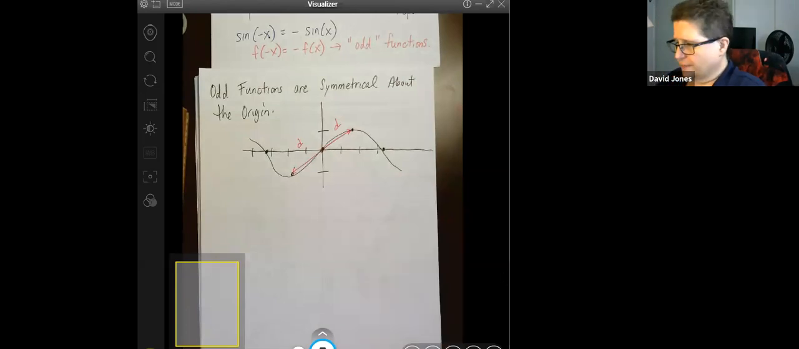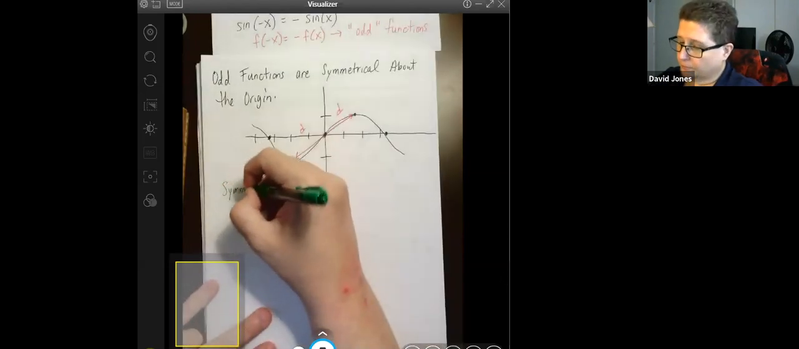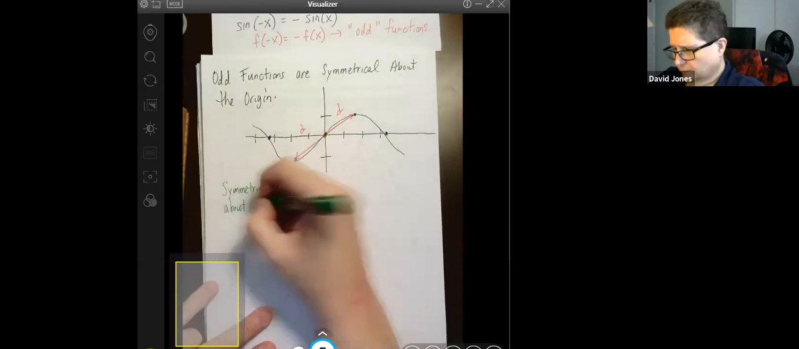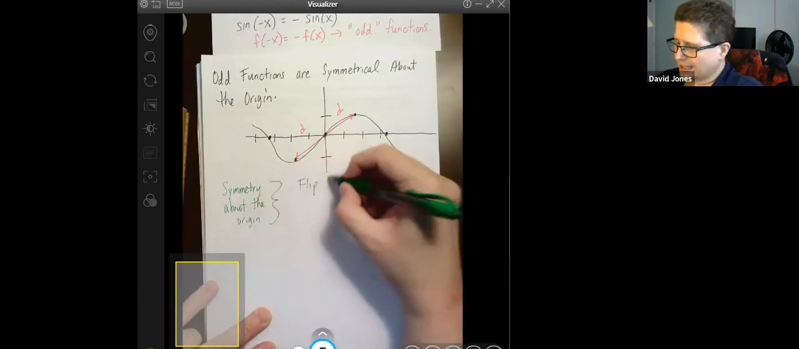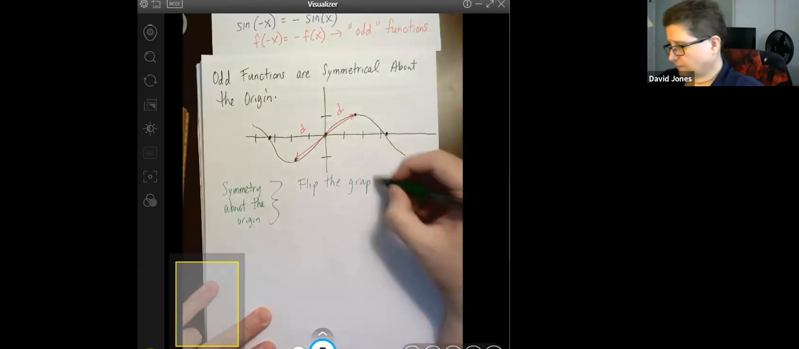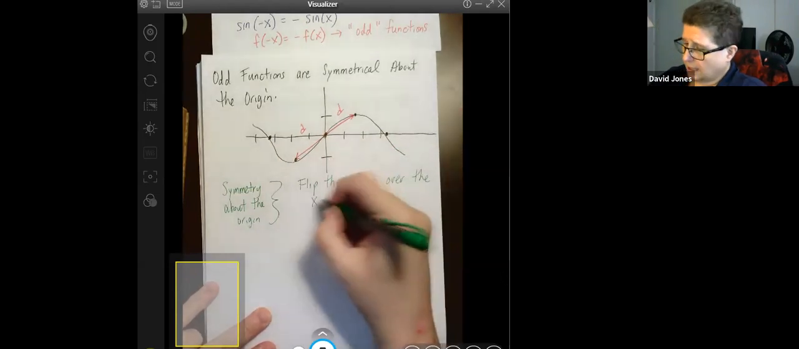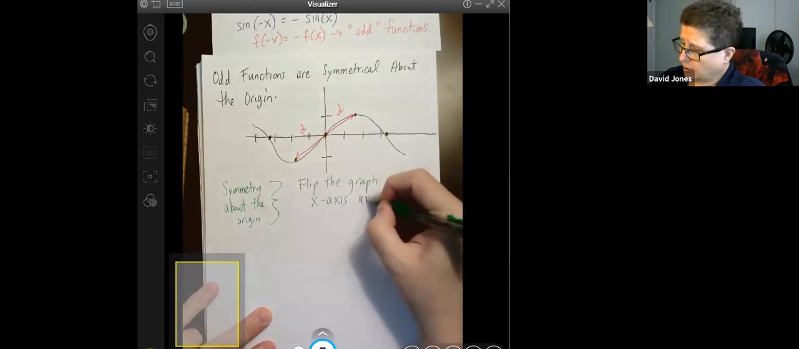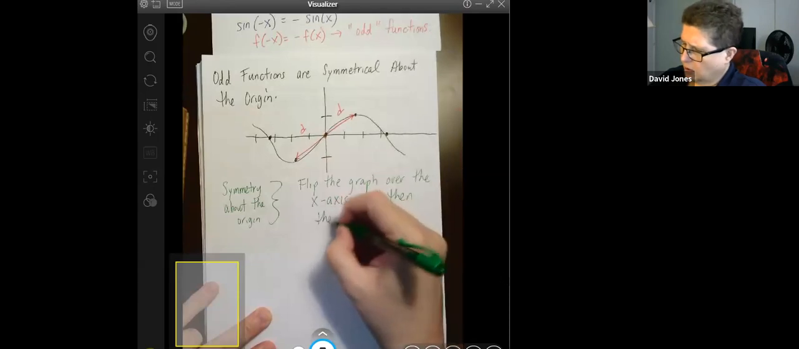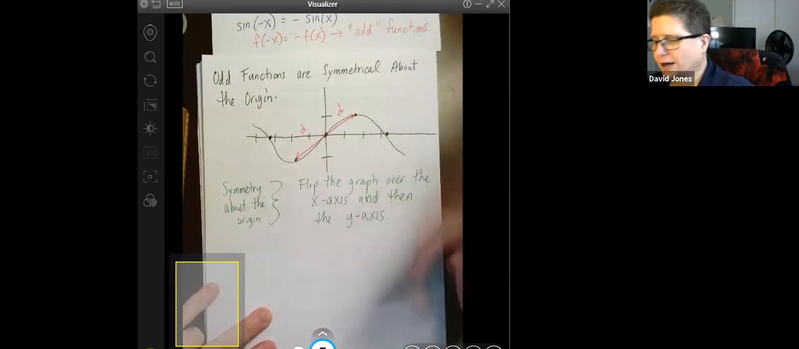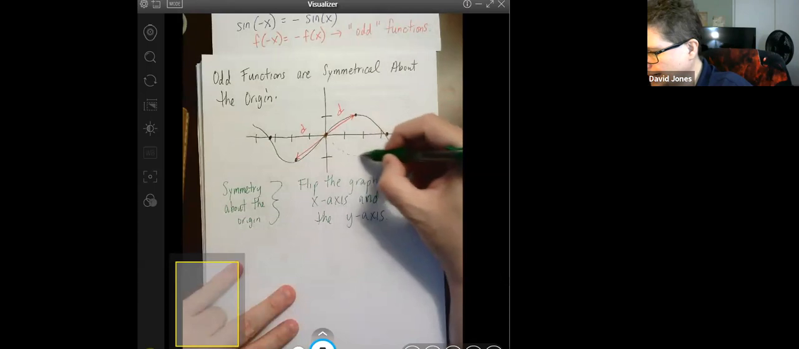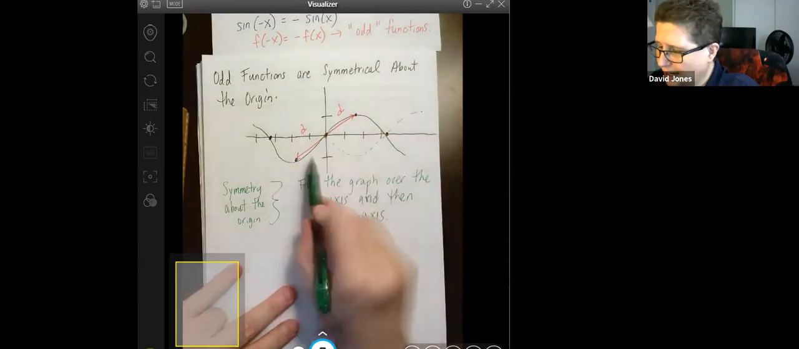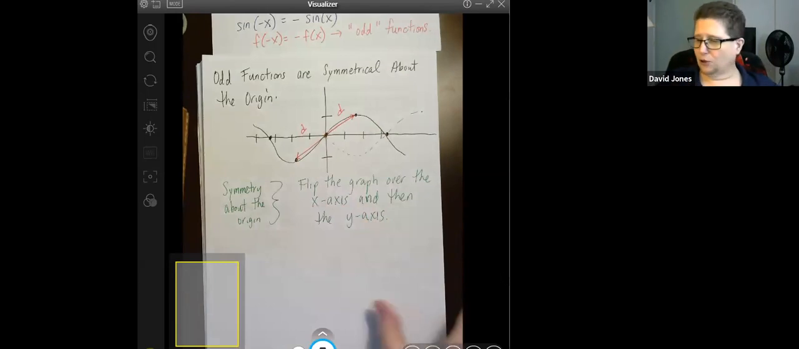This is the way I remember to graph symmetry about the origin. What I do is I flip the graph over the x-axis and then the y-axis. You can do it in the other order, flip it over the y and then the x. So if I flip it over the x, it would come down like this, and then I flip it over and it hits here. That's how symmetry about the origin works.